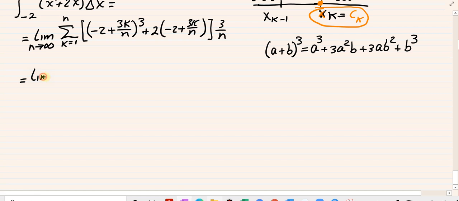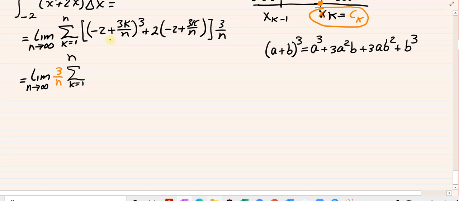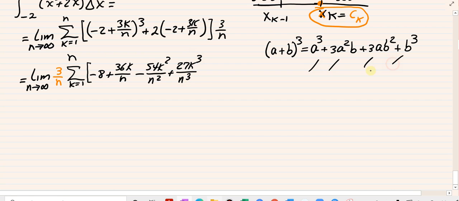This is going to equal the limit as n goes to infinity. I'm going to bring also 3 over n to the front. So there's my 3 over n. And then the sigma is going to be sum k from 1 to n. So within the bracket, it's going to become negative 8 plus 36k over n, negative 54k squared divided by n squared plus 27k cubed divided by n cubed. See, those are the 4. 1, 2, 3, 4 that I got once I simplified it.